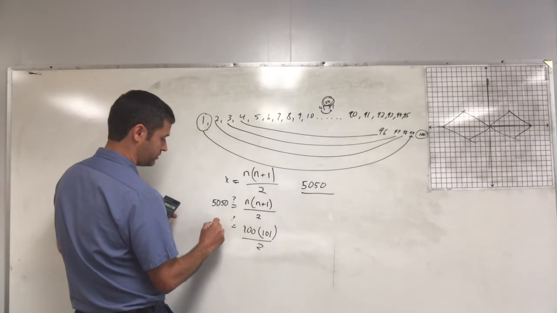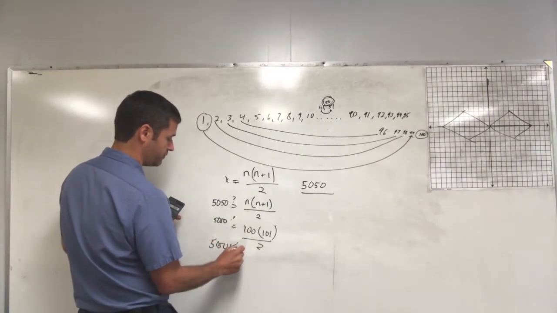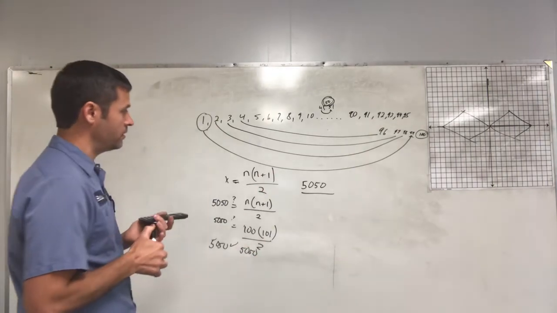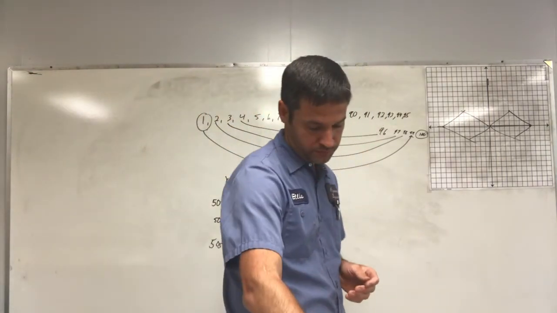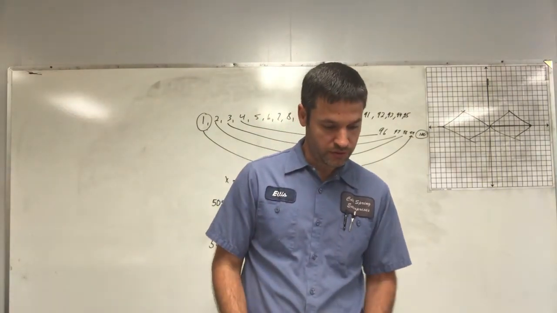So the question is, does 5,050 equal 5,050? And yes, 5,050 equals 5,050. That's how you can prove it that way. Triangular numbers, the sum of the whole numbers. All right, that is it for these two lessons.